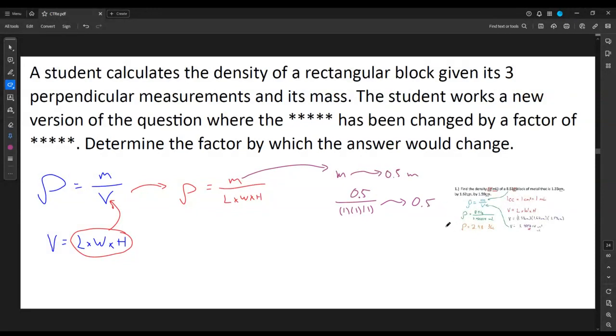Now, what's interesting for this one is that you might be told that one of the perpendicular measurements has changed, or two of them have changed, or all three of them have changed. You have a lot of options for how this could be set up, and you've got to pay careful attention to what that's going to mean. So think about that. This could go a few different ways.